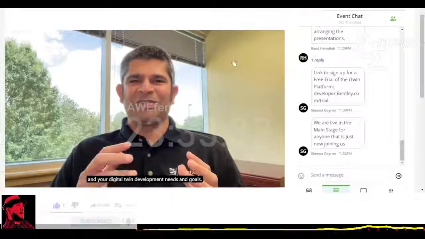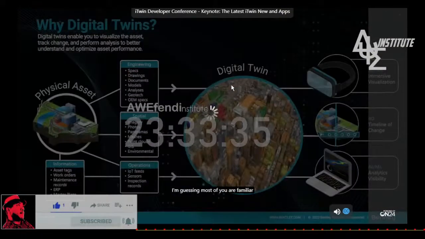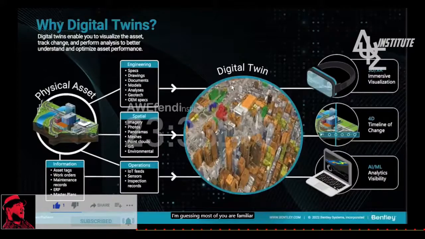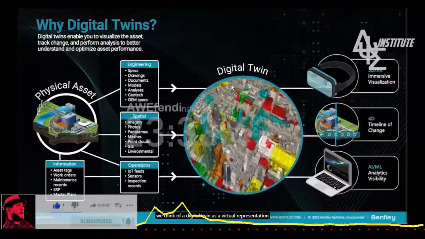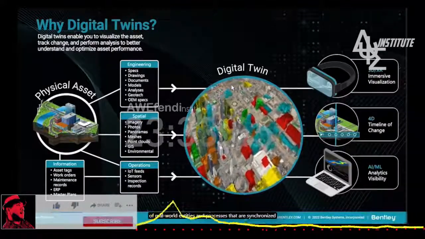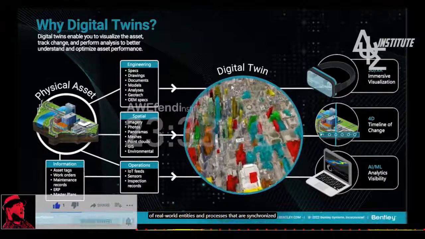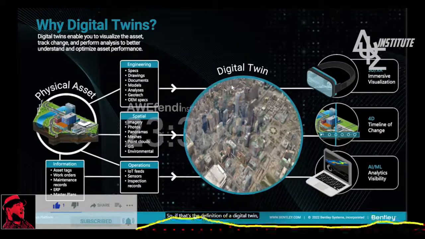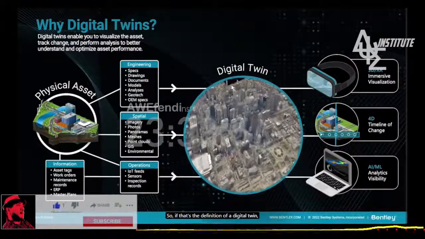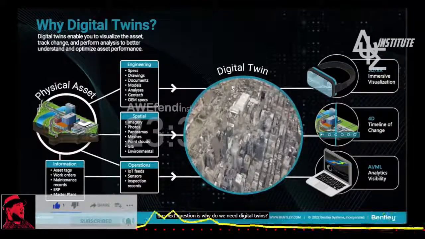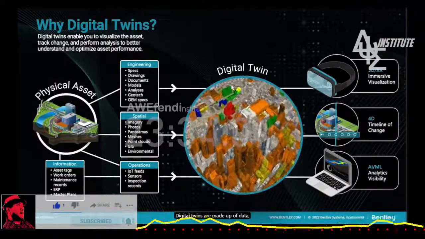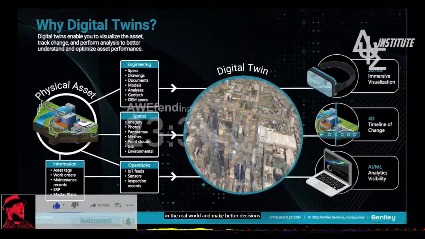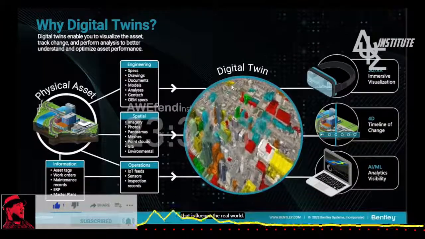Development needs and goals. A digital twin is a virtual representation of real-world entities and processes that are synchronized at a specified frequency and fidelity. So if that's the definition of a digital twin, the next question is, why do we need digital twins? Digital twins are made up of data, and we can use that data to understand what is happening in the real world and make better decisions that influence the real world.